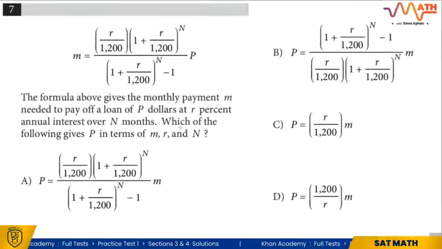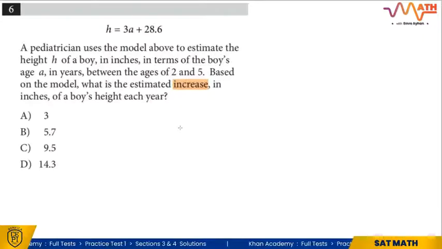Question number 6. The pediatrician uses the model above to estimate the height of a boy in terms of the boy's age in the ages of 2 and 5. Based on the model, what is the estimated increase in inches of a boy's height each year? When we talk about increase, it is the slope, right? This is a linear equation, and increase is about slope. Answer is just 3. So simple.